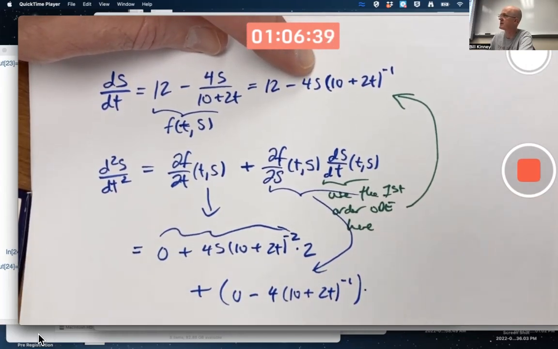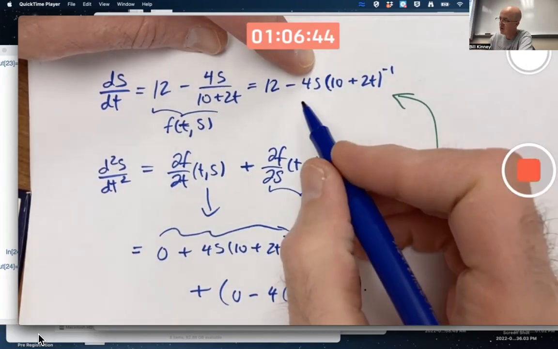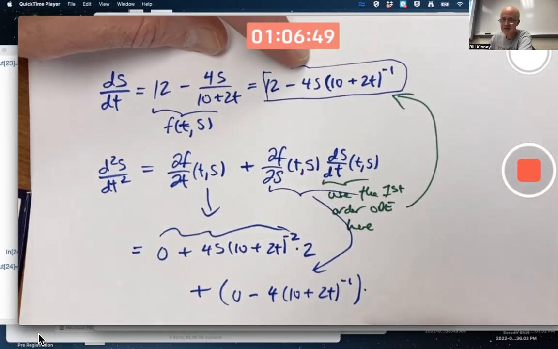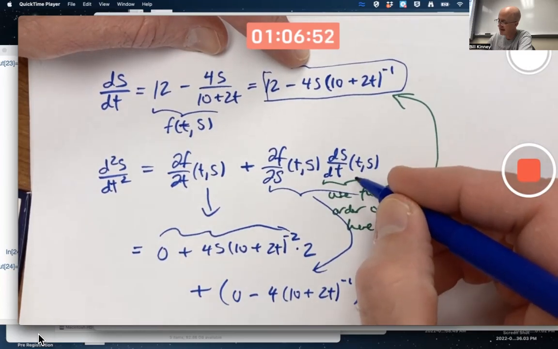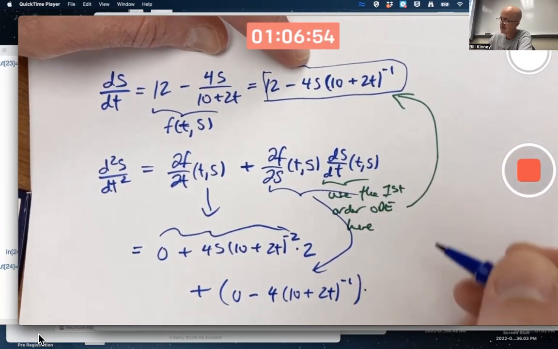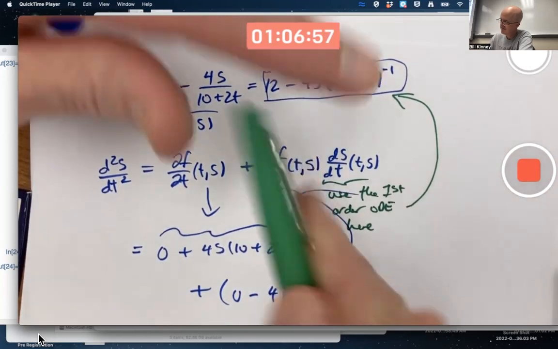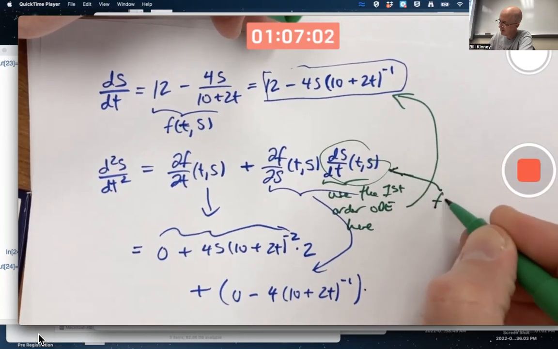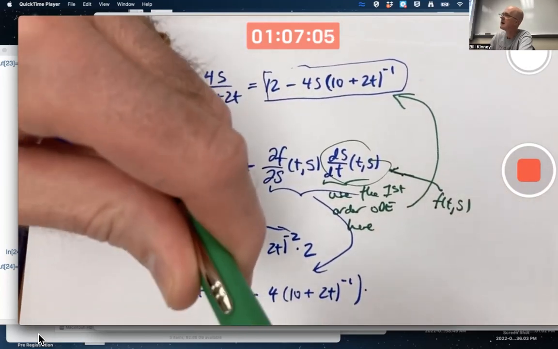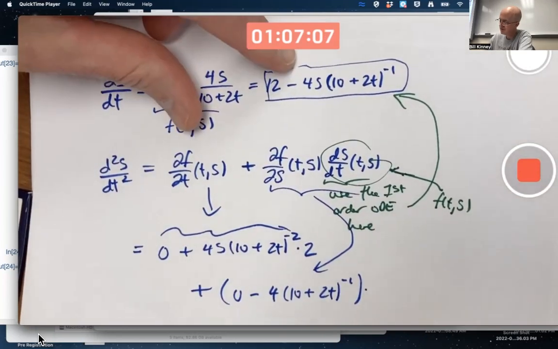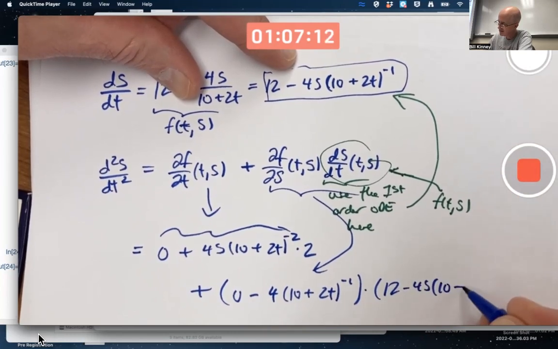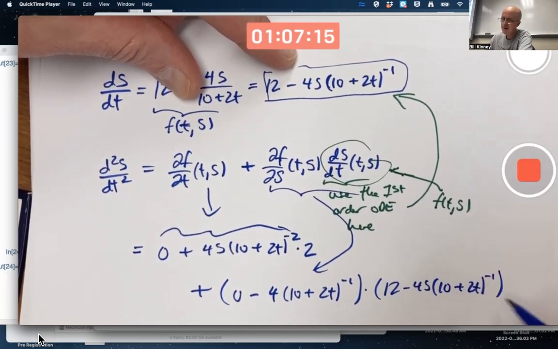I'm pretending I don't know what the true solution is. Of course we do, but when I'm doing this calculation, I'm pretending I don't know what the true solution is. So I'm using the differential equation. I essentially substitute the differential equation right-hand side for this thing. It equals f of t, s. I'm using the first order differential equation. So I write 12 minus 4s times 10 plus 2t to the -1.